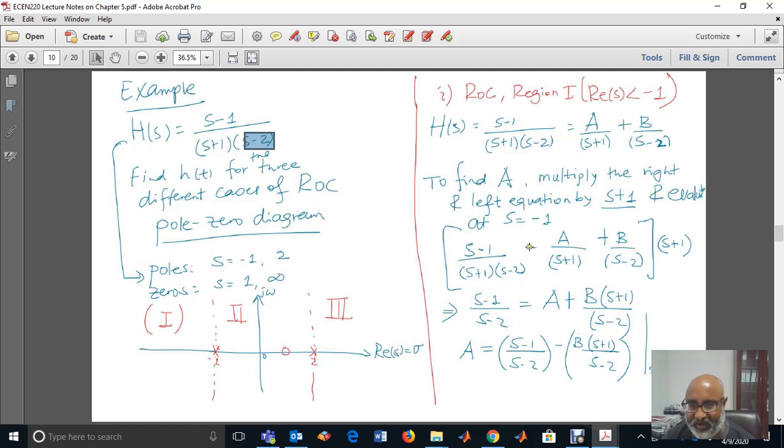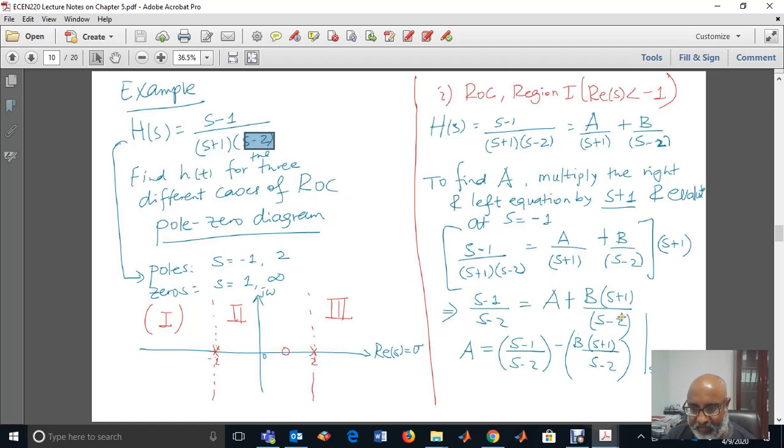But we have another way to find a. If we see here in the denominator, we have the pole at s is equal to minus 1. So if we multiply both the left equation and the right equation by s plus 1, what will happen? S plus 1 will cancel s plus 1 and I have a here. On the left I will have s minus 1 over s minus 2. On the right I have a plus b times s plus 1 over s minus 2.